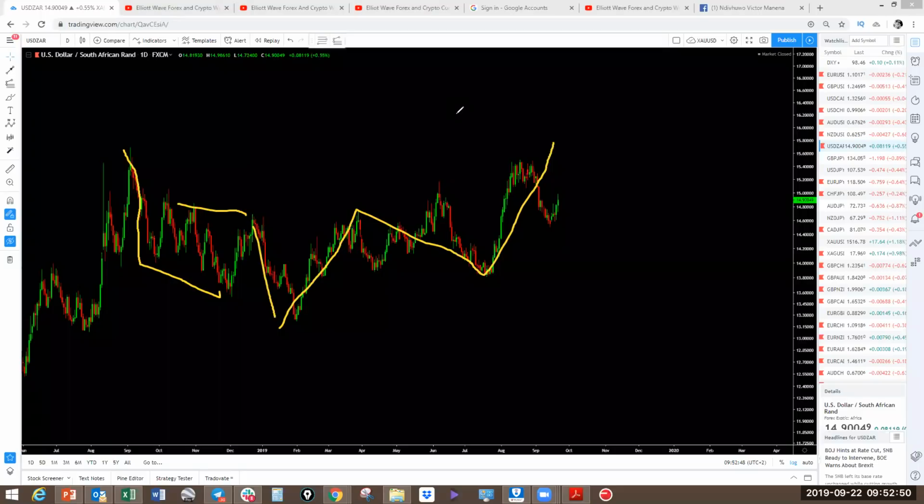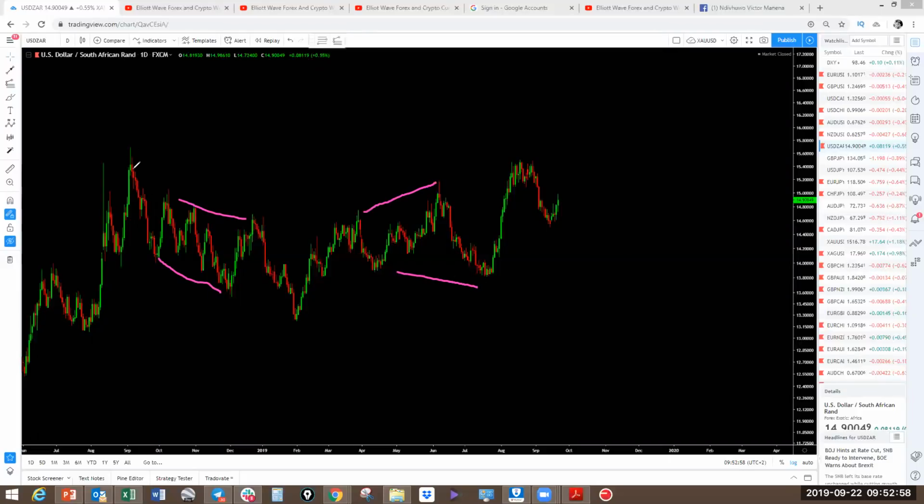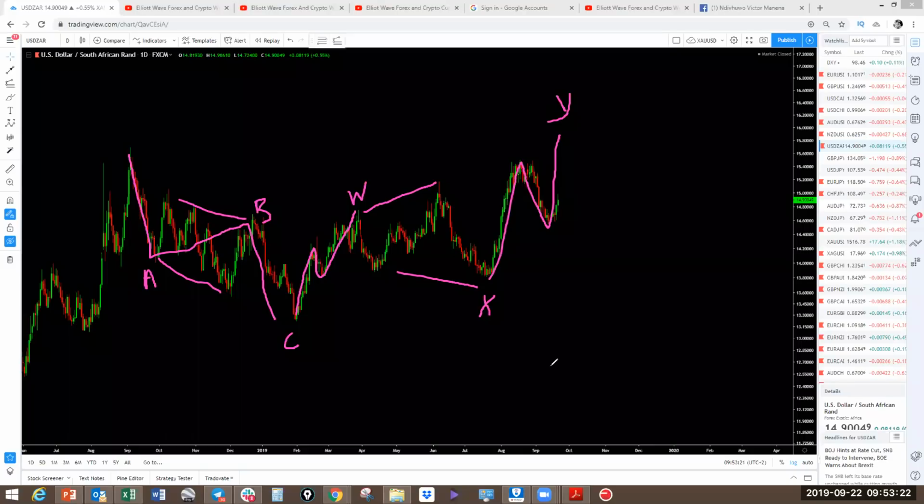Let me mark these corrective structures cleanly. You've got this running flat here. You've got this expanding flat there. Now this came down in three waves, 1, 2, 3, ABC. Now you've got here, this looks like five waves now, three waves there. Looks like we're going to have three waves there. WXY. So we'll look for the South African rand to go and retest the 1570 area.